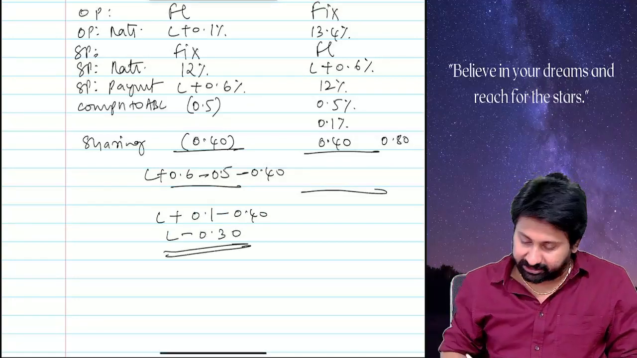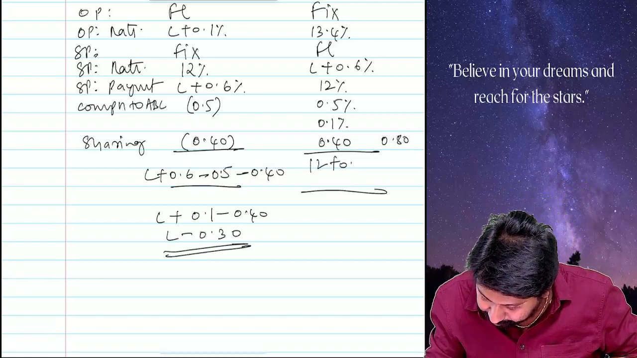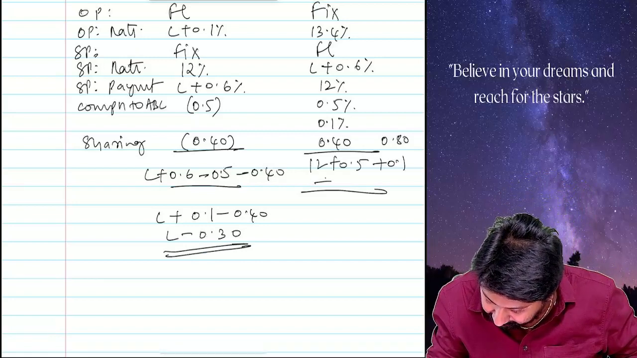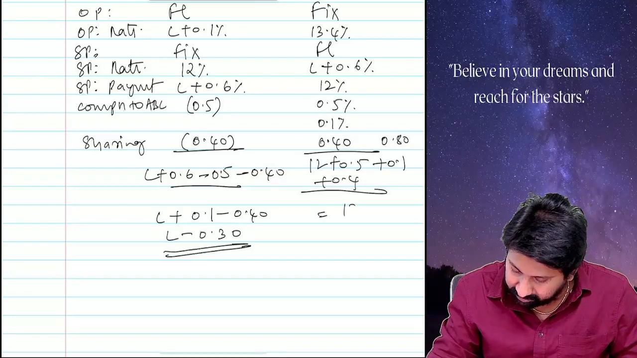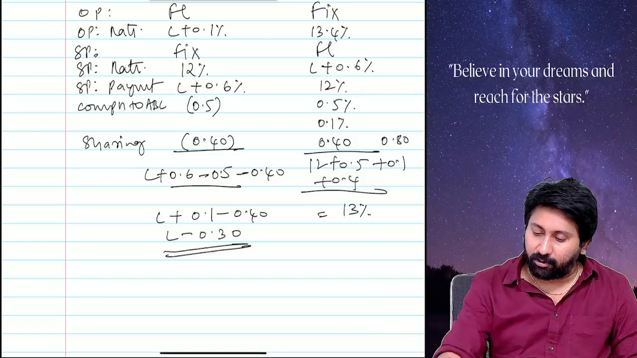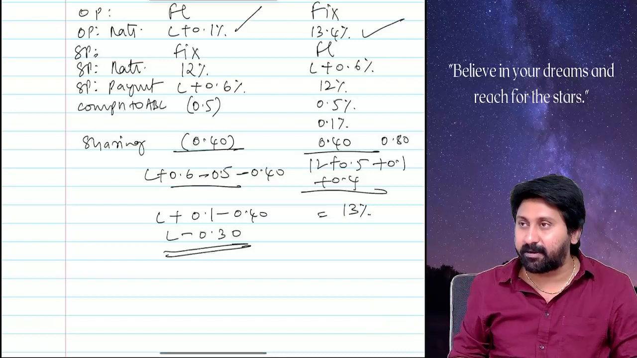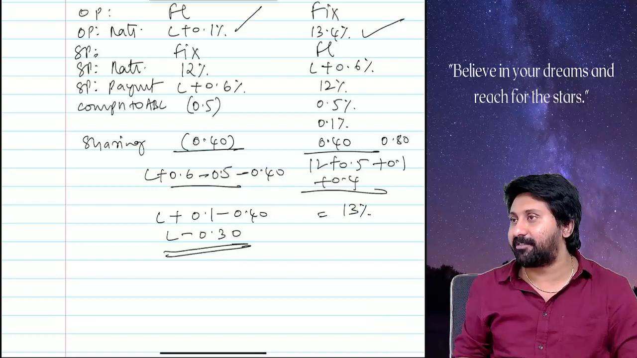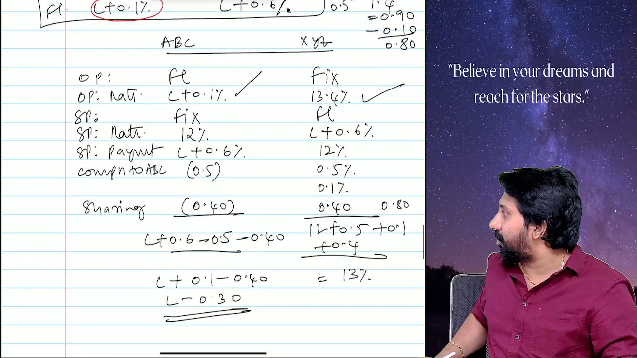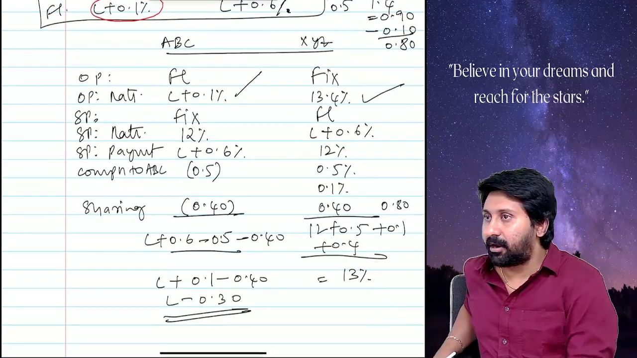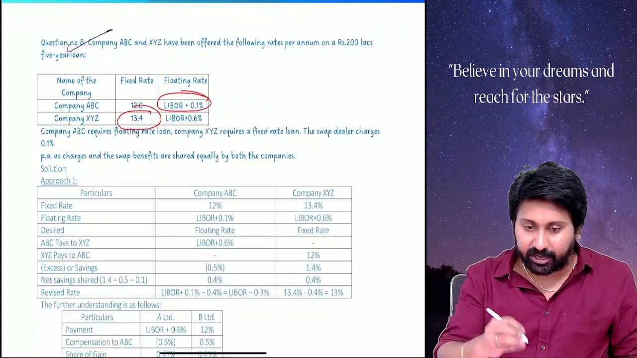Correct? Next. Tell me. This one. 12 plus 0.5 plus 0.1 plus 0.4. How much? Originally I have to borrow at how much? 13.4. You have to borrow at how much? L plus 0.1. So technically both of us are benefited. This is how swap will be shared among the persons in order to get a benefit. Yes. Understood the point clearly? That's all. This is the end of question number 8.